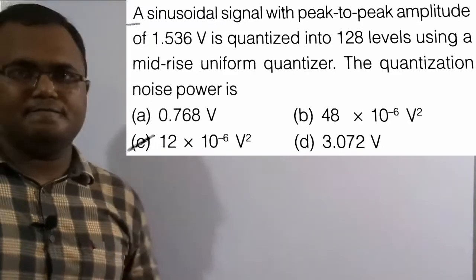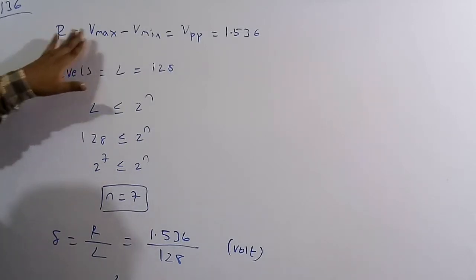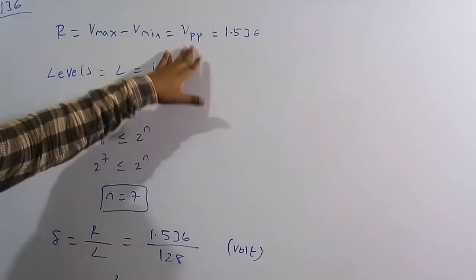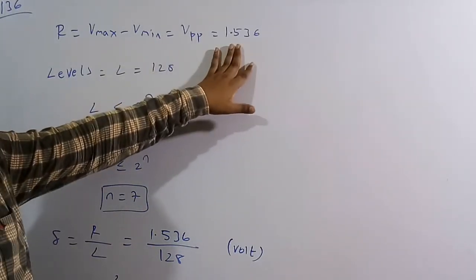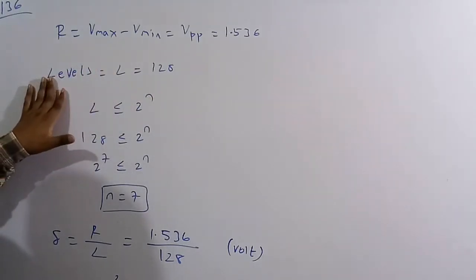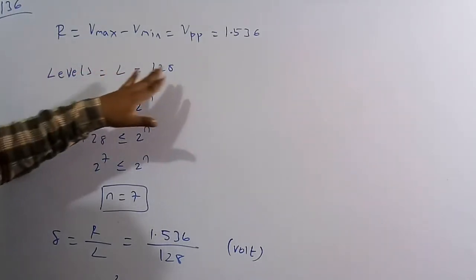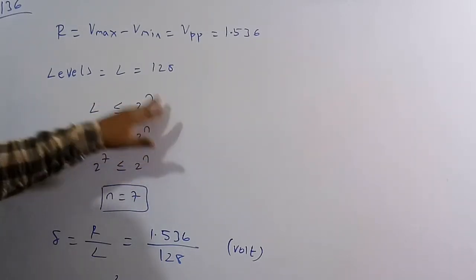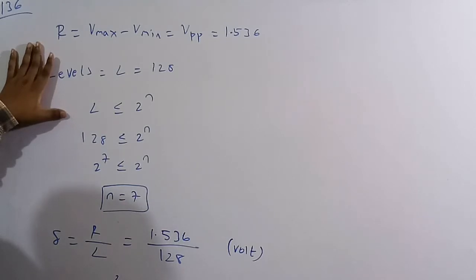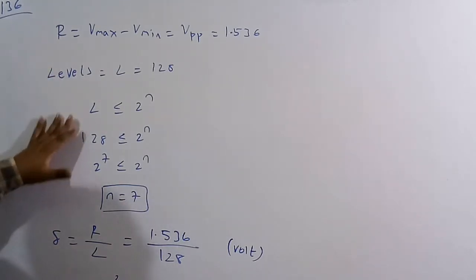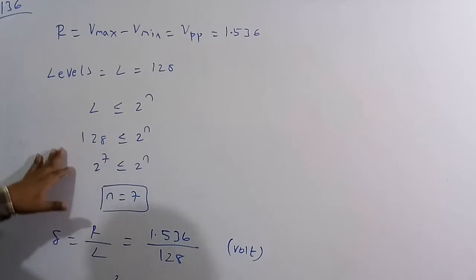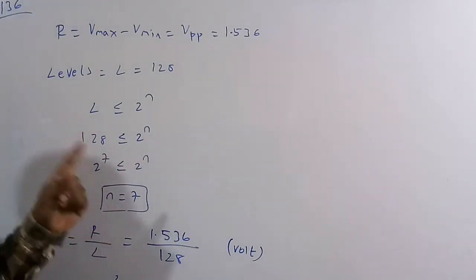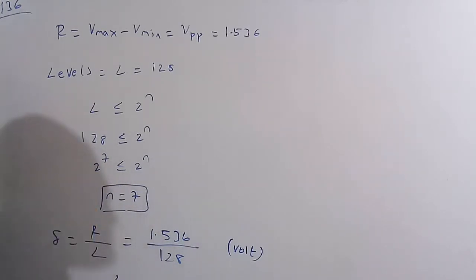So let's solve this numerical. Here the range is equal to maximum voltage minus minimum voltage, which is called the peak to peak voltage of the message signal. This value they have already given in the question, which is 1.536, and the number of levels is 128. The number of levels should always be less than or equal to 2 to the power of n. So L is equal to 128, less than or equal to 2 to the power of n. 128 means 2 to the power of 7. So for each and every sample the number of bits required is 7.